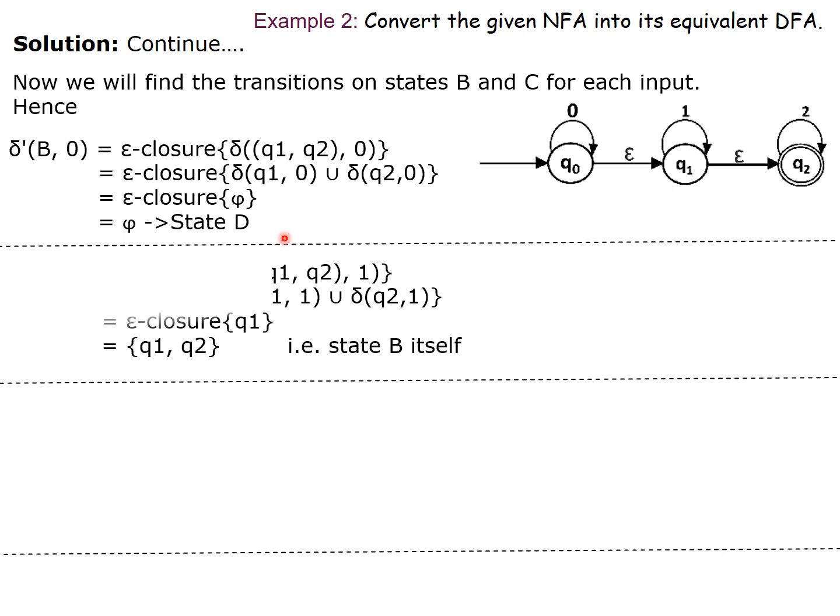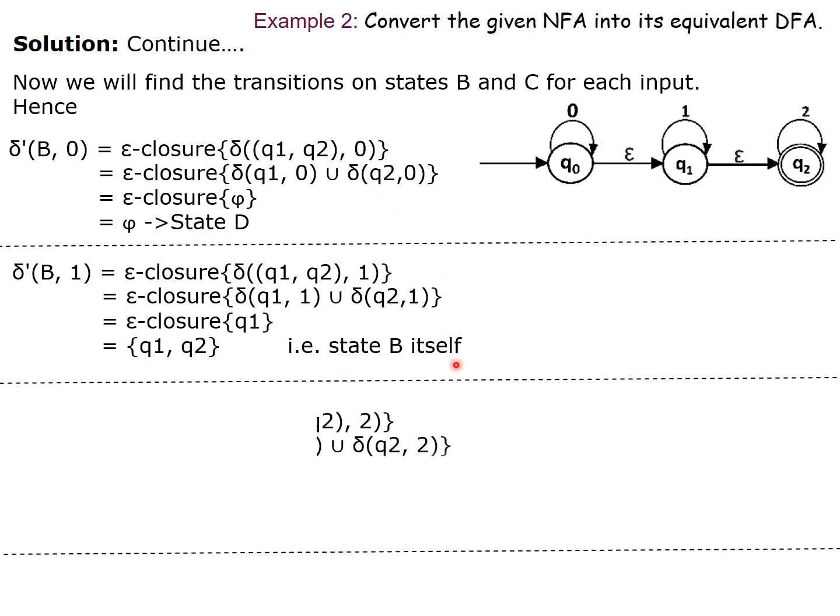Then B on 1, again you have to split like this and find it. Q1 on 1 has a transition, it will go to the same state. Q2 on 1 will not go to any state, that will become phi. Then epsilon closure of Q1 is Q1 and Q2, which is similar to state B itself, right?